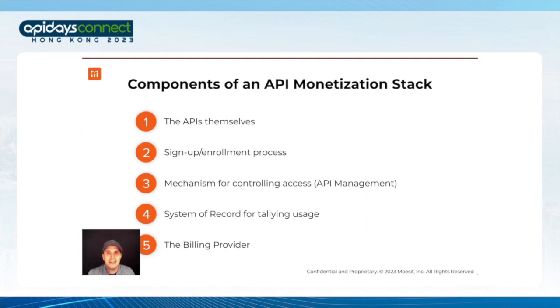And lastly, we have the billing provider itself. So where does this API usage go, and how are customers invoiced? Can they look at invoices? Can they settle any type of dispute? Making sure that you have a billing provider is also key to actually collecting that revenue.